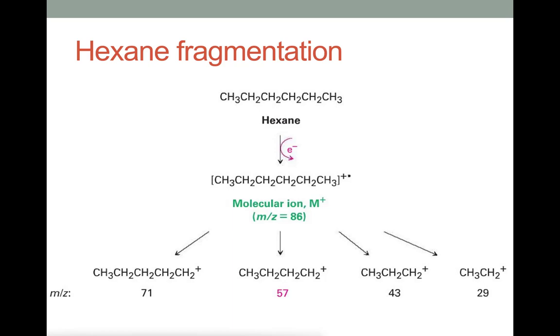So here's what it would look like if I did have straight chain hexane, just normal hexane. An ionization of the whole molecule gives me the M+ peak at 86. And then fragmentation again into just losing a methyl, losing 2 carbons, losing 3 carbons, or losing 4 carbons. And those are the peak groups that I saw in my analysis.